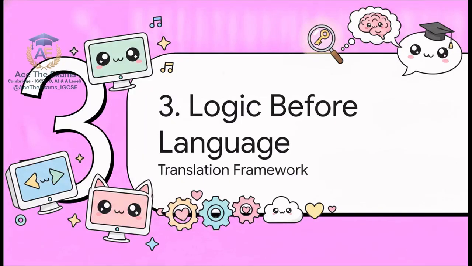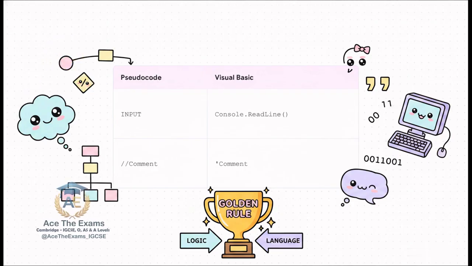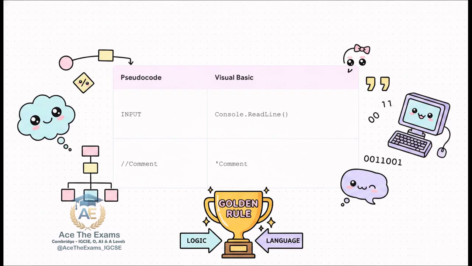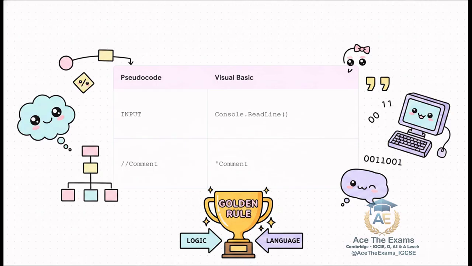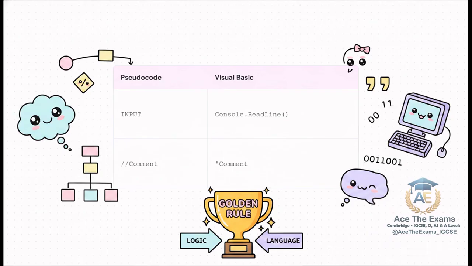Section 3. Logic before language. Check this out because this is the golden rule in action. Compare a simple pseudocode command like input number 1 to its actual Visual Basic translation, number equals console.readline. You can instantly see the structural difference, right down to how comments are written, double slashes in pseudocode versus a single quote in VB. For paper 2, you always want to master your algorithmic logic in pseudocode first before you even think about translating it into Visual Basic. Logic first, language second, every single time.